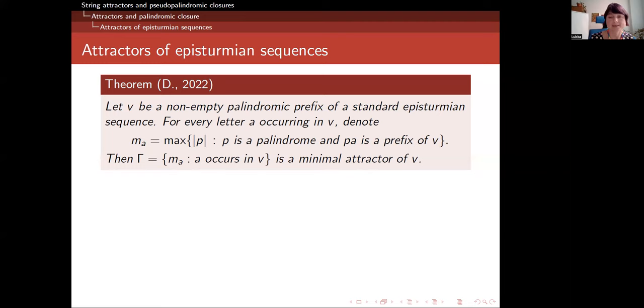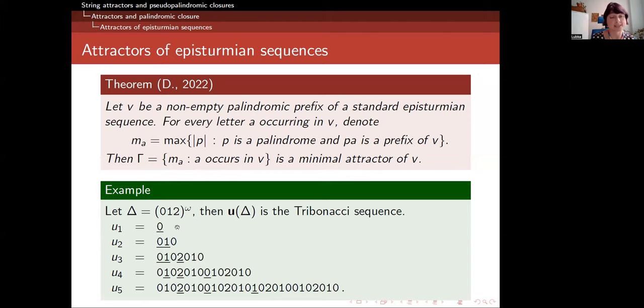And let me illustrate this theorem on an example. I will take for my example the Fibonacci sequence. So the Fibonacci sequence is generated by the directive sequence equal to 0, 1, 2, repeated infinitely many times. So first, when you look at the palindromic prefixes followed by letters from U1, then there is only the empty prefix followed by the letter zero. The empty prefix has the length zero, so zero is the position of the attractor. And I recall that I number the positions from zero.